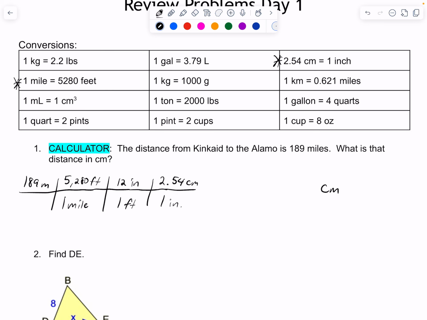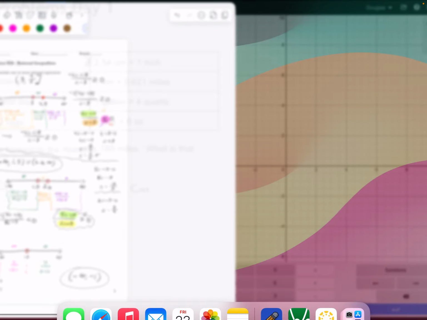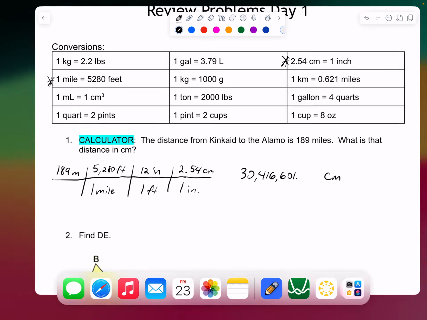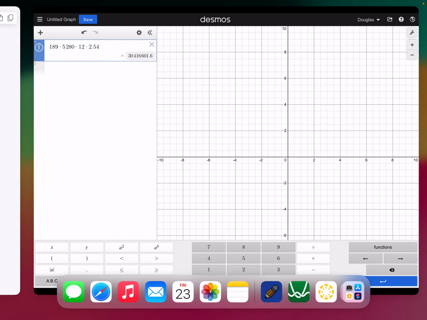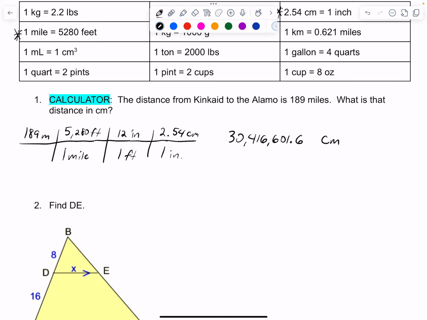So I'm going to go to my calculator. I'm going to multiply 189 times 5,280 times 12, and then finally times 2.54. So it gives me, let's see here, I think it's 30 million. 30,416,601, and then what is my decimal here? Decimal is 0.6. Excellent. So 0.6 centimeters. All right. So that's the first one on dimensional analysis.